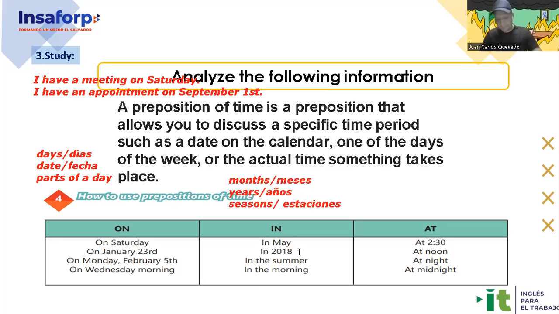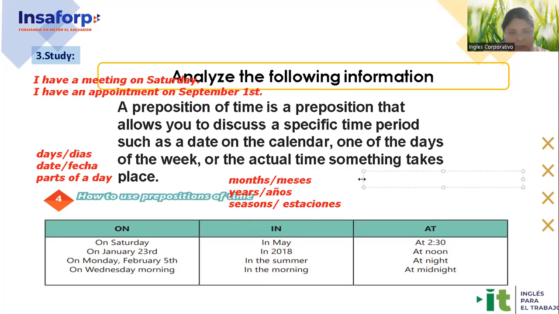Mes. O el año. On, como que da más información, ¿verdad? Es específico, y es una fecha. In es prácticamente general, el mes, o el año, o la estación del año. Pero hay otros en particular que les voy a estar mostrando también, que no aparecen por acá.